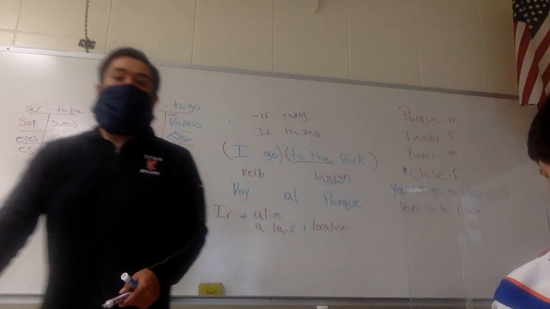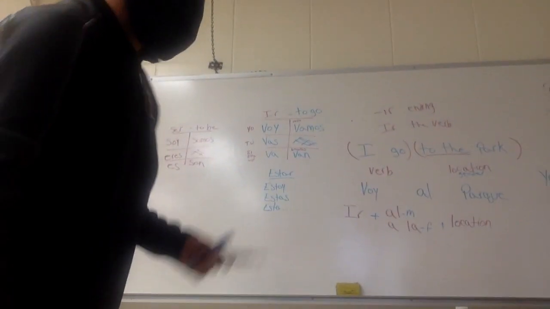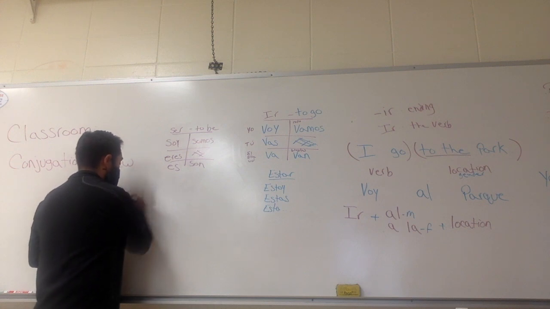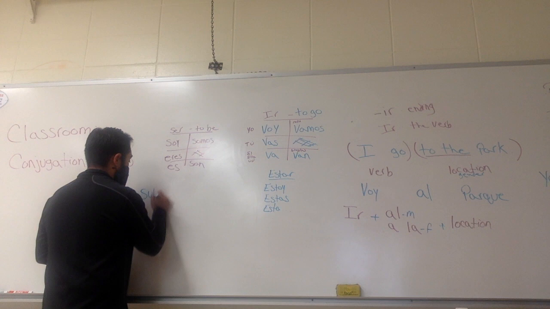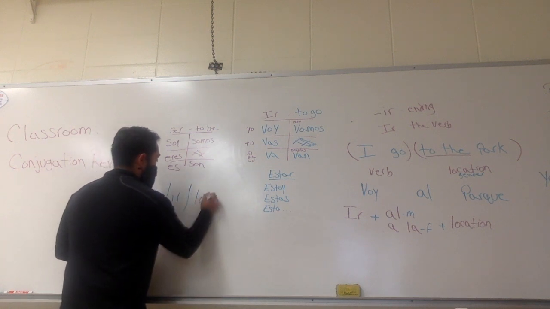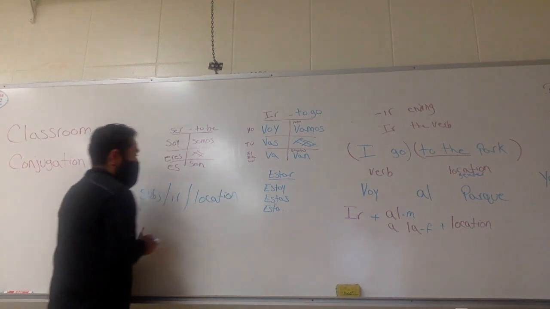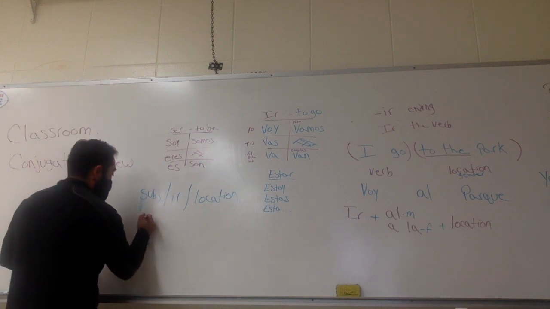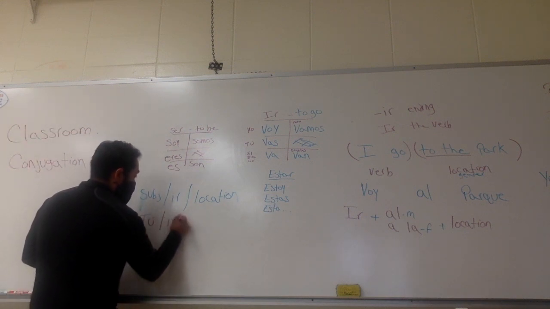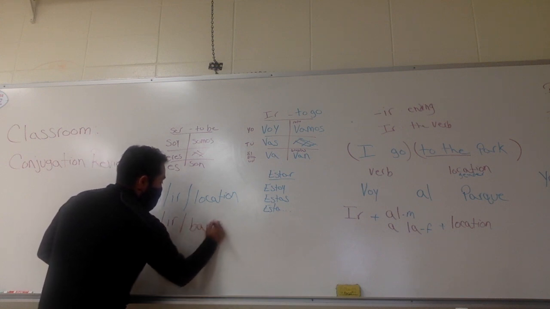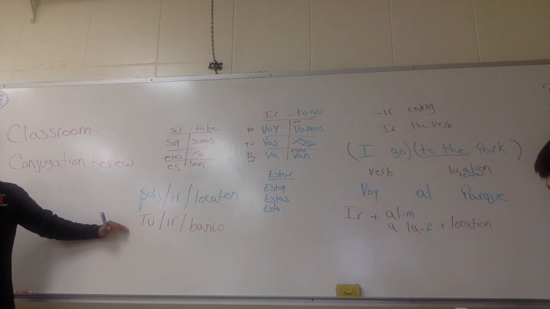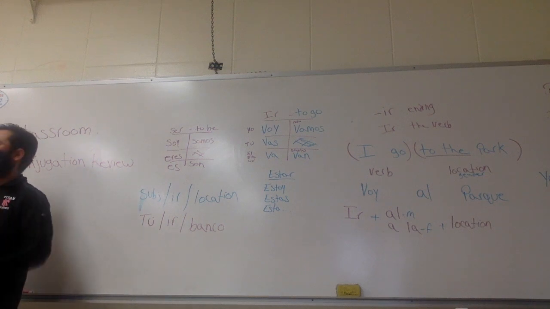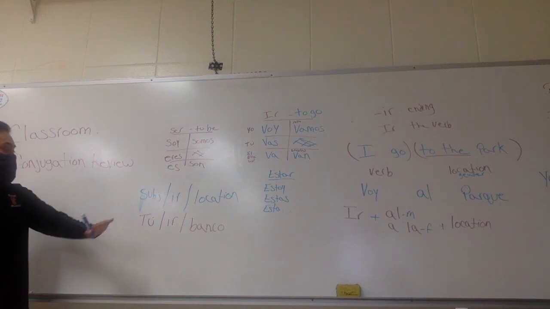So your basic setup is going to be subject, ir, and location. So when you see examples of this, you're going to see it in that order. It's going to say something like tú, ir, and I don't know, let's just pick one. Banco. This is what you're going to see in order to do your work. You're going to use this to give me my sentences.